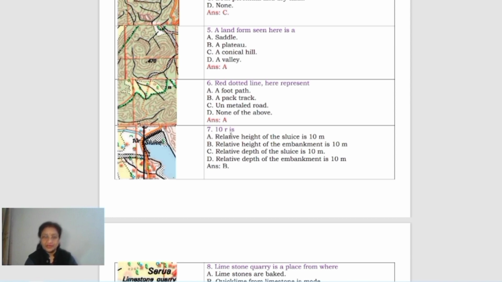Then it is 10R, what is it? In this picture you can see on the left side, what is 10R representing? It is a relative height of sluice is 10 meters, relative height of the embankment is 10 meters, relative depth of the sluice is 10 meters, relative depth of the embankment is 10 meters. So it is actually B that is the correct answer, because the relative height of the embankment is 10 meters. It is the embankment. Relative height of the embankment is 10 meters.